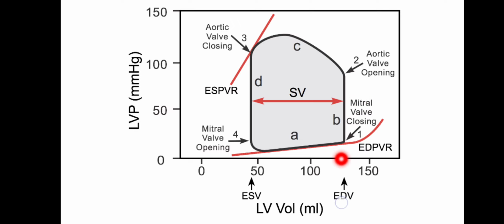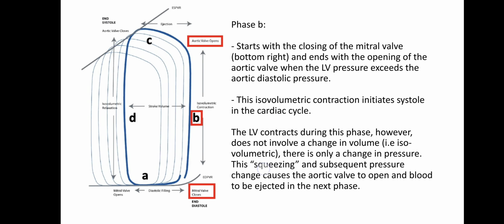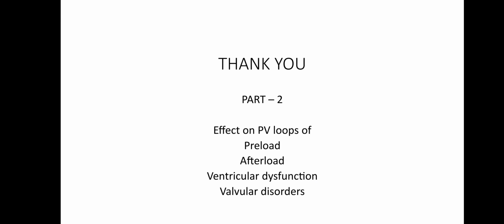And the difference between the end diastolic volume and the end systolic volume is the stroke volume that is ejected from the LV during systole. So I hope you have got an insight about the pressure volume loop, the basics of the pressure volume loop. I'll be explaining the effect on pressure volume loops of preload, afterload, ventricular dysfunction, and valvular disorders in part 2.